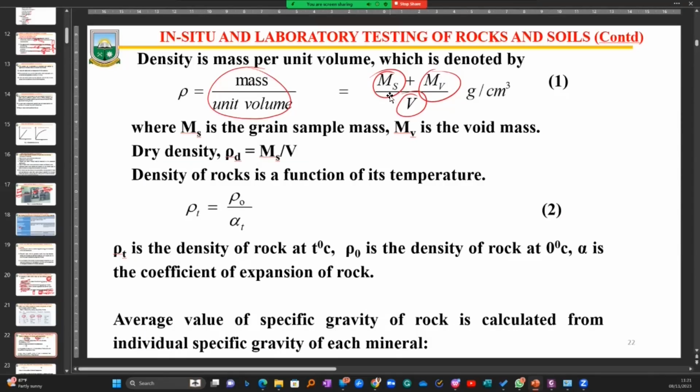Then sometimes we can use temperature as one of the functions of density. And so all you need to know is to get the temperature. Density at a certain temperature will be the density of the rock at 0 degrees Celsius over the coefficient of expansion of that rock material you are dealing with. And that can also give you density at a certain temperature.